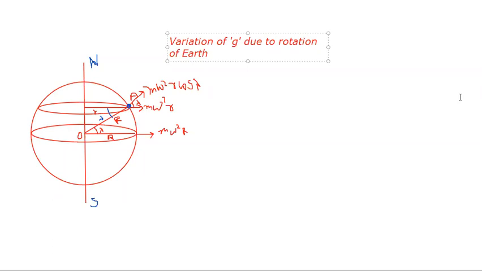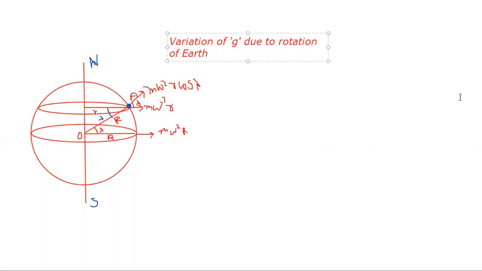Okay. And the value of g on the Earth's surface varies inversely as the square of the radius. We have done it earlier also, g proportional to 1 by R square. So the radius at the equator is more than the radius at the poles. So the value of g at the poles is more than the value of g at the equator. So the weight of a body at the poles is more than the weight of a body at the equator.